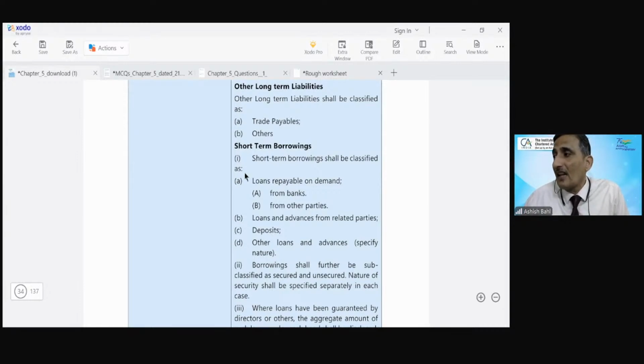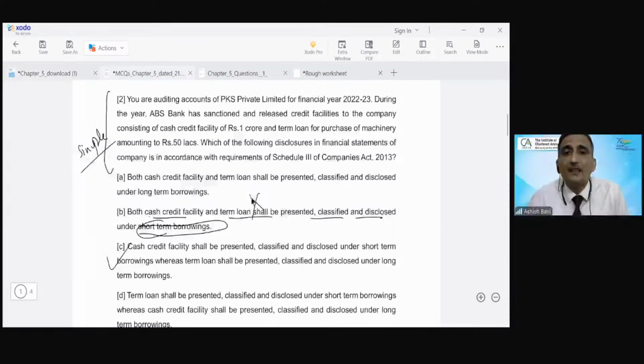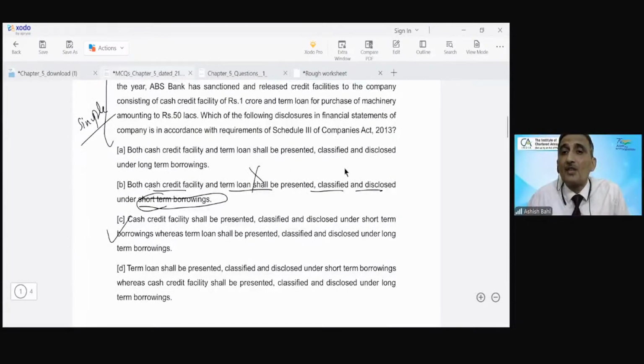And Paranjali, how you are stating A is the answer? And Sahu, how you are also writing A is the answer? A is both CC and term loan shall be presented under long-term borrowing. Is cash credit facility a long-term borrowing? Wrong. It is not a long-term borrowing. It is a short-term borrowing. It is repayable on demand. It is generally sanctioned for a period of 12 months. So such a simple question, guys, you answered wrongly. These are free marks, free marks.